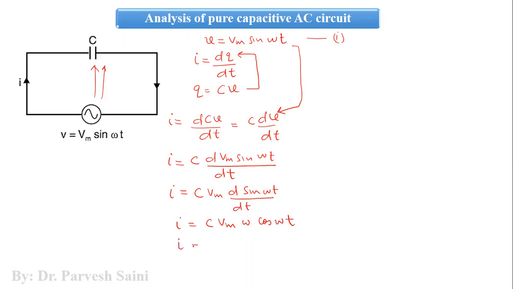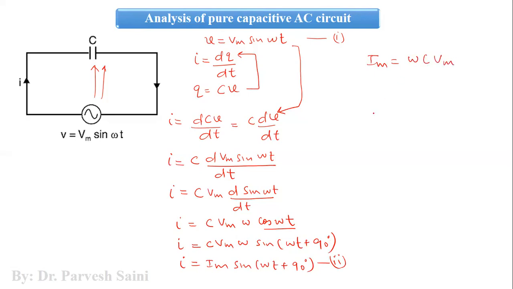Now cos omega t, as per the trigonometric rule, can also be written as sine omega t plus 90 degrees, or I is equal to Im sine omega t plus 90 degrees. So this is equation number 2. Here Im is omega C Vm, because this equation will be maximum when the sine component is equal to 1. So we have this one here.